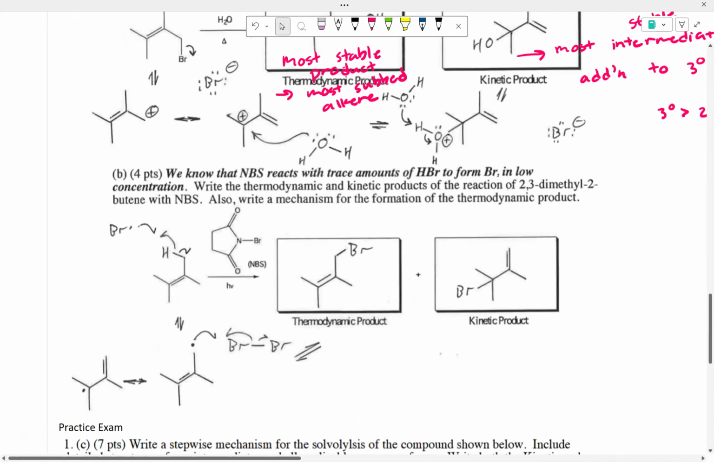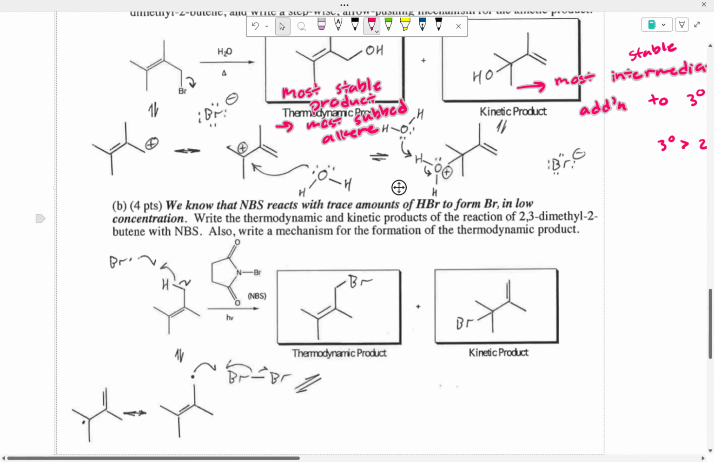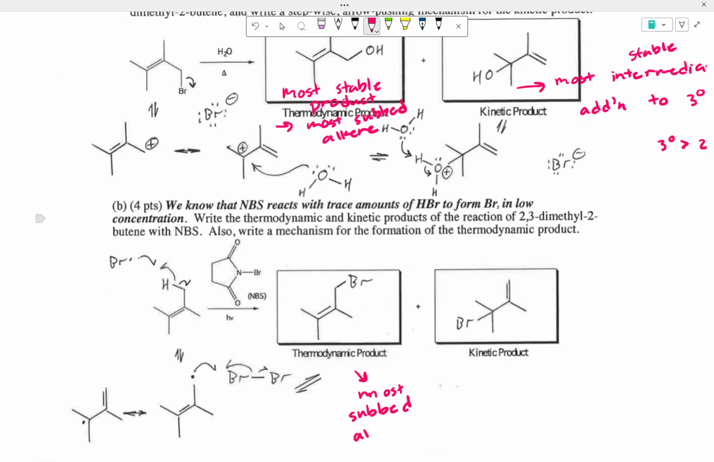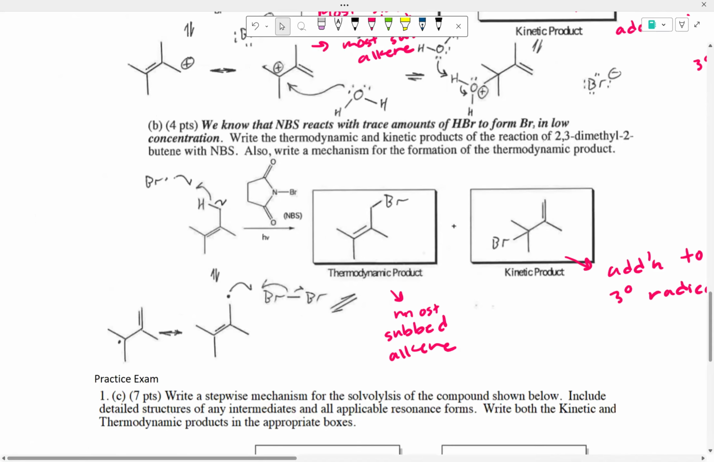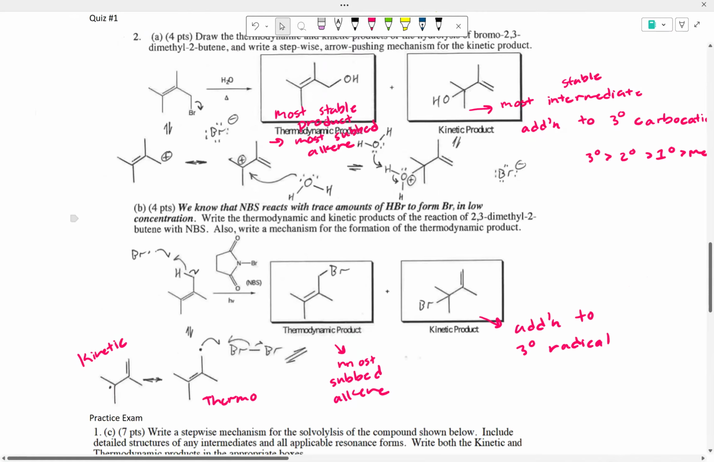For this one, this follows the same reactions we saw before, where the most stable product is the most substituted alkene. And this one, addition to tertiary radical. So this one would make your thermodynamic product. This one would make the kinetic. And look at that all together here.